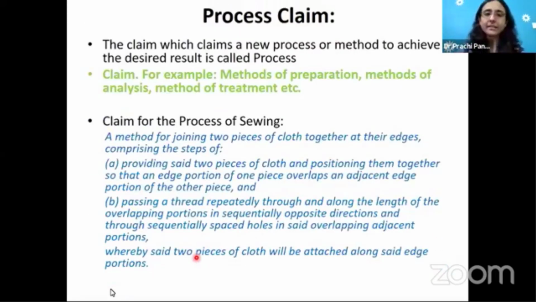Process claims are there. This is for method of preparation, method of analysis, method of treatment. So method for joining will comprise the steps of providing this, passing a thread, then wherein said pieces will be attached along the said portions. So you have to divide and thoroughly describe. Your independent claim could be even 1 page long, linked together. But just be sure that whatever you have invented, you have enlisted all the components in your independent claim, as well as linked them together to make a single inventive concept. Means all your components are working in a single direction to give you a final product.